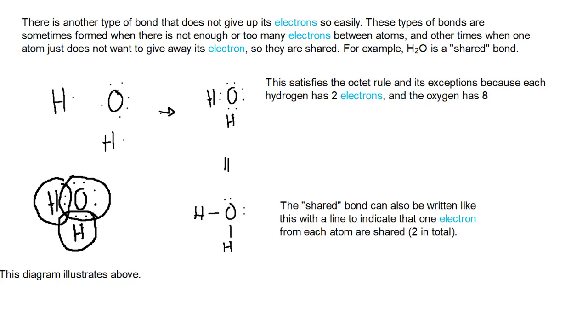There is another type of atom that doesn't want to give its electrons up so easily. They share the electron, but they don't give the electron. This type of bond happens when there are not enough or too many electrons between atoms. For example, this hydrogen has 1, this hydrogen has 1, and the oxygen has 6. If you combine them together, that's only 8. But each hydrogen needs 2, and oxygen needs 8, so you've got to find a way to compromise with 12 electrons.